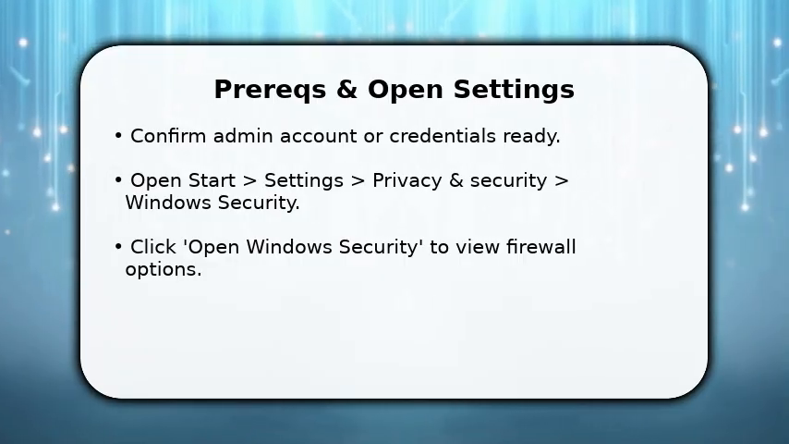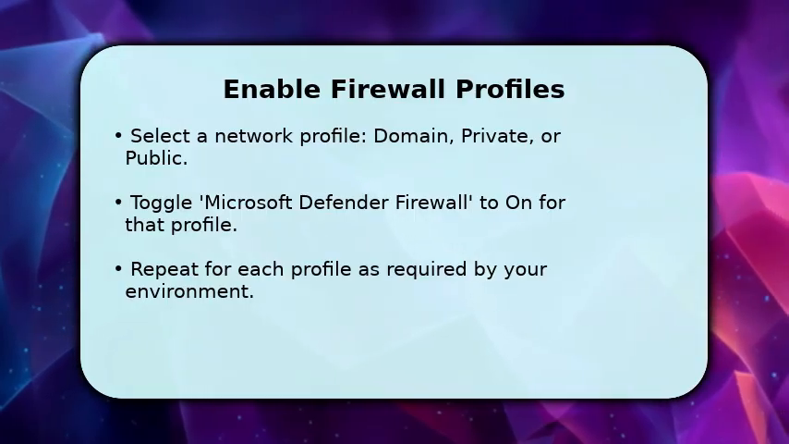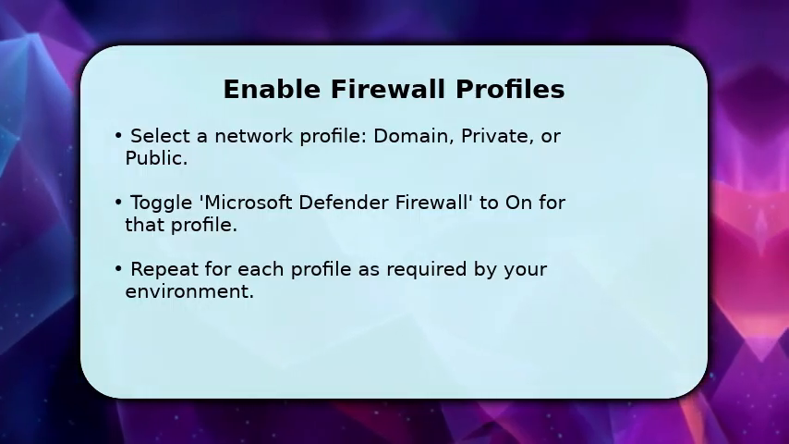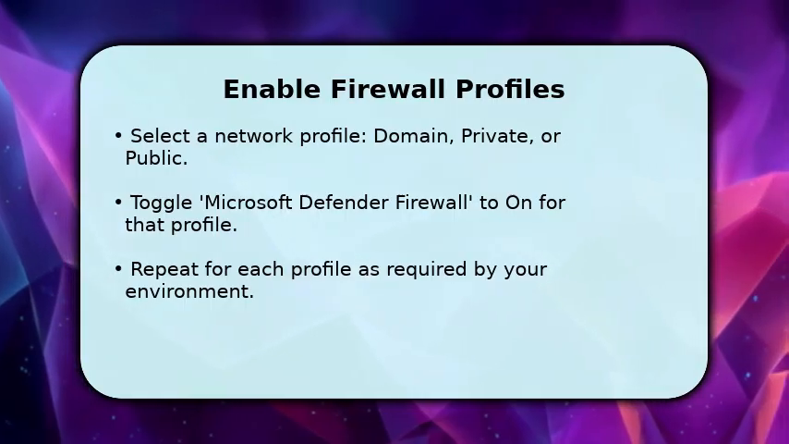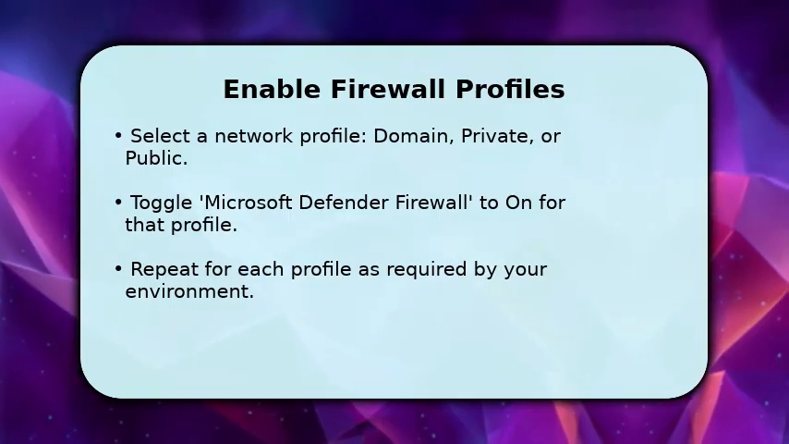In Firewall and Network Protection, choose the active network profile first: domain if joined to a domain, private at home, or public on open networks. Click that profile and toggle Microsoft Defender Firewall to on. This activates inbound and outbound filtering for that profile.